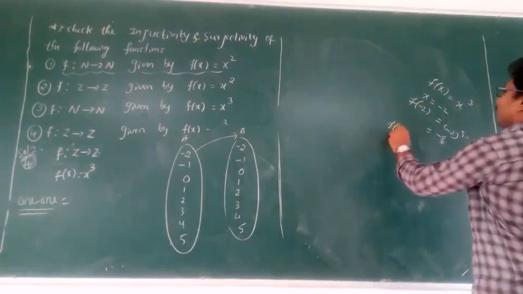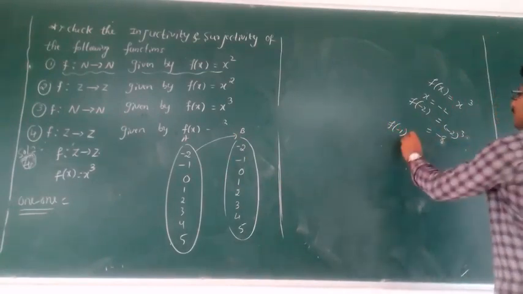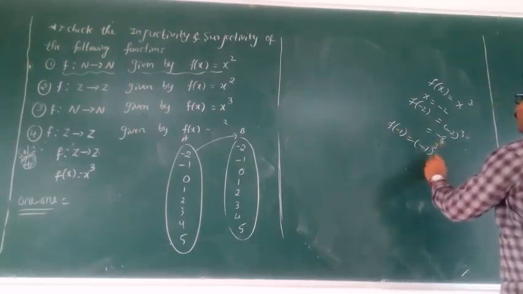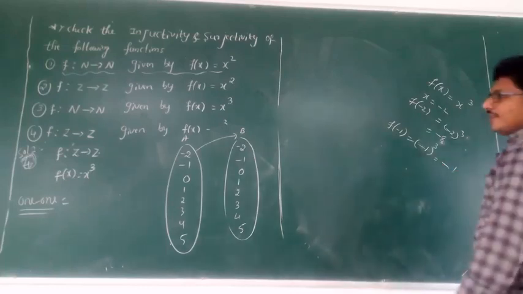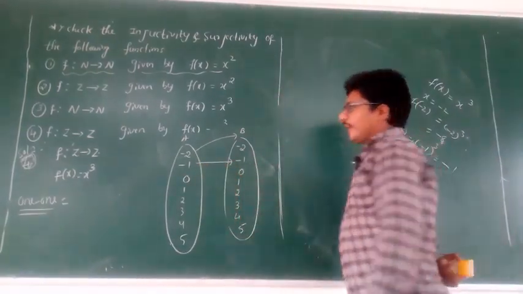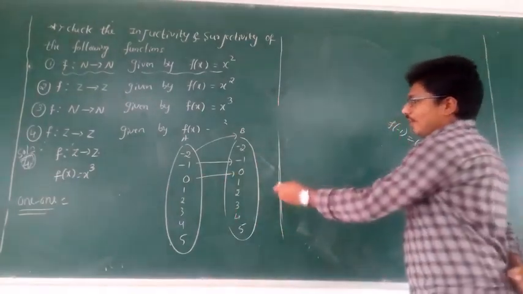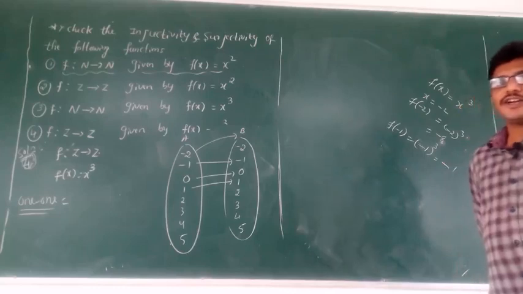F of x is equal to minus 1. What do I do in place of x? I fill up minus 1. What of 1? Minus 1 whole cube is equal to minus 1 cube, which is 1. Minus 1 is directly connected with what of 1? 0 is directly connected with 0, because 0 cube is 0. Okay, next 1 is directly connected with 1.